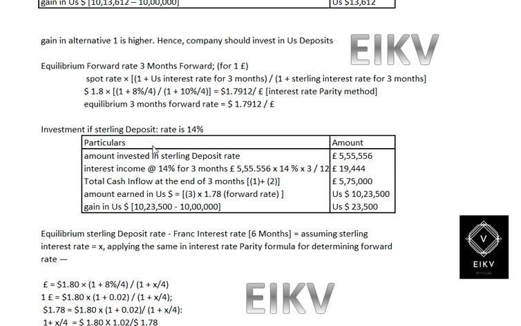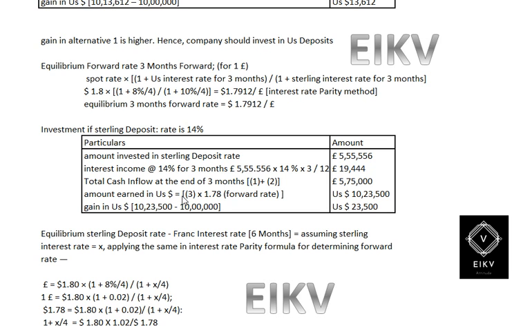Now the investment in sterling deposit at the rate of 14%. The amount invested in sterling deposit would be 5,55,556, which we have computed above, and then the interest income at 14% for 3 months would be 5,55,556 multiplied by 14% into 3 by 12, which gives you 19,444. So the total cash inflow at the end of the third month would be 5,55,556 plus 19,444, which gives 5,75,000 when we take the round figure.